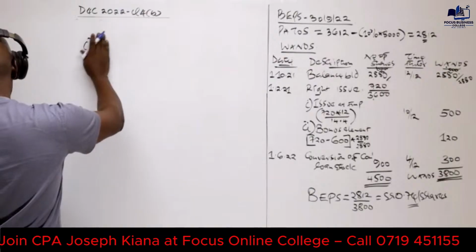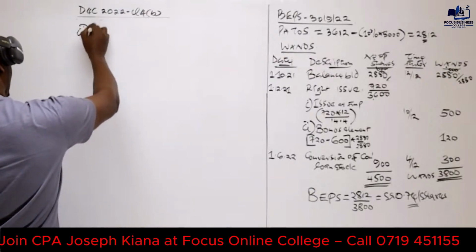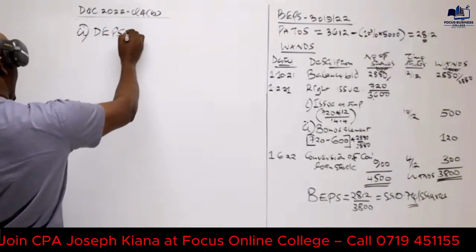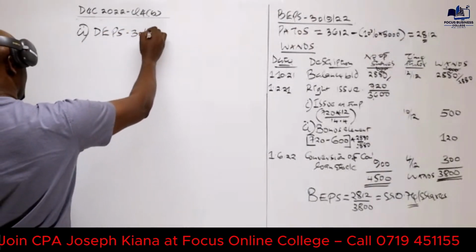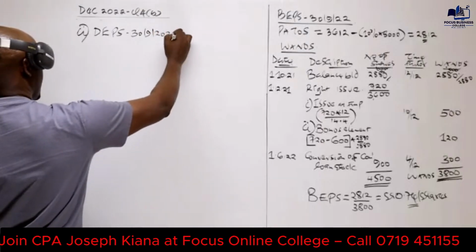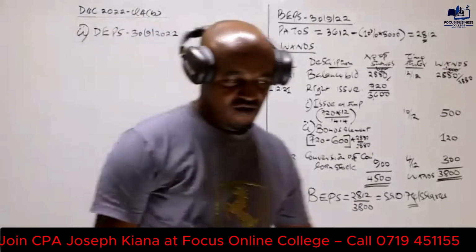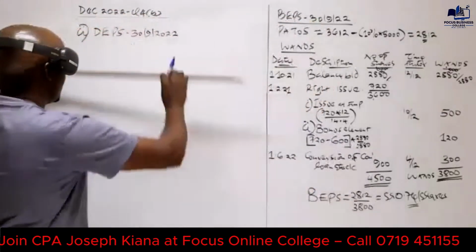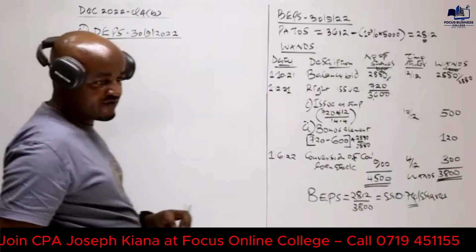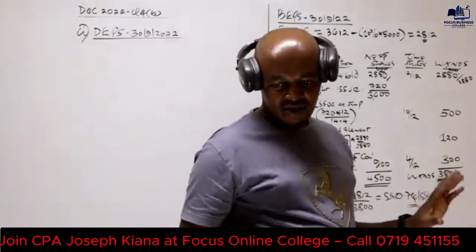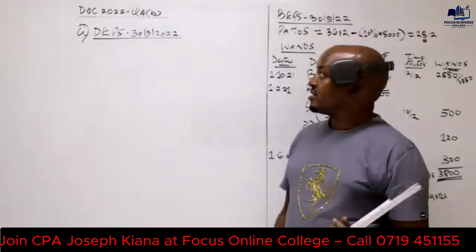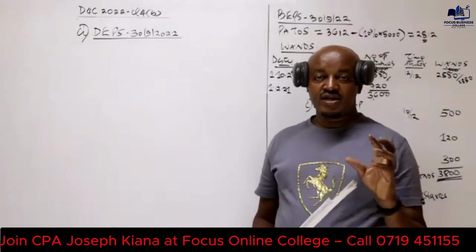Actually, this is a very, very good question. So let's move to Roman 2 of the question, whereby we are required to compute the diluted earnings per share for the year which ended 30th of September 2022. Now, to compute this, the diluted earnings per share, we follow 3 basic steps. Number 1, we need to go back to the question and identify which potential ordinary shares this company had in this year.